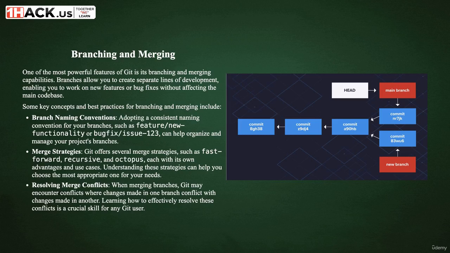Finally, one of the most challenging aspects of branching and merging is resolving merge conflicts. When you merge branches, Git may encounter conflicts where changes made in one branch conflict with changes made in another. Learning how to effectively resolve these conflicts is a crucial skill for any Git user, and it's something we'll cover in more detail later in the presentation.